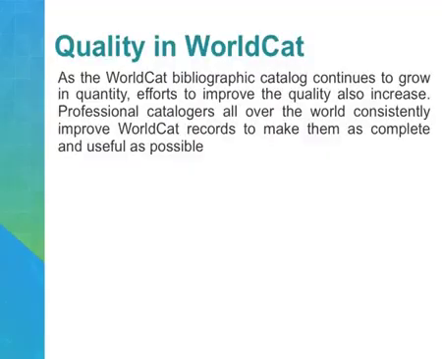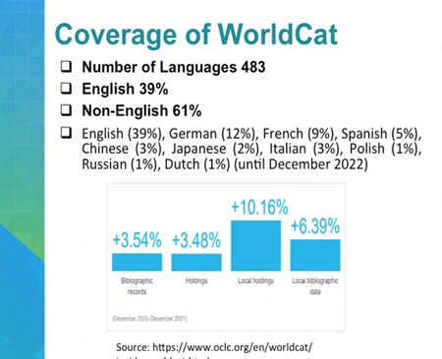Now we need to discuss quality in WorldCat. As the WorldCat bibliographic catalog continues to grow in quantity, efforts to improve the quality also increase. Professional catalogers all around the world consistently improve WorldCat records to make them as complete and useful as possible. What is the coverage of WorldCat? There is a large number of different language contents in WorldCat. There are 483 languages whose content is available in WorldCat.